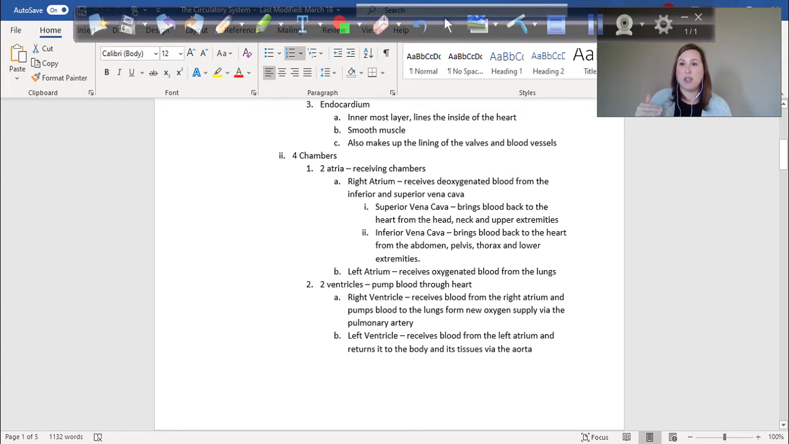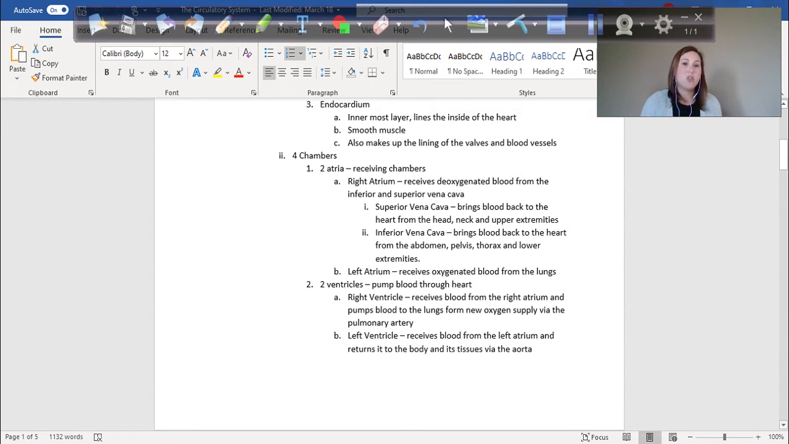The superior, if we think of superior, we think of top. So that's bringing blood just from your head and your neck and your upper extremities, so your arms. The inferior vena cava is bringing blood back to the heart from the lower part of your body. So if we think of anything inferior to the neck, your thorax, your chest, your pelvis, your abdomen, and your lower extremities or your legs. So the right atrium is receiving that blood that has delivered all its oxygen, so it's coming back to the heart. The left atrium is receiving blood from the lungs. So 2 parts there.